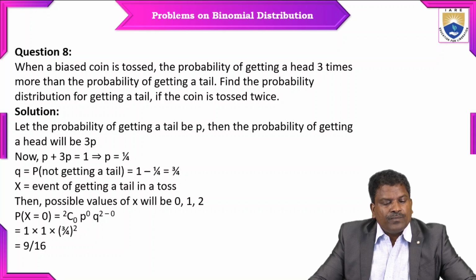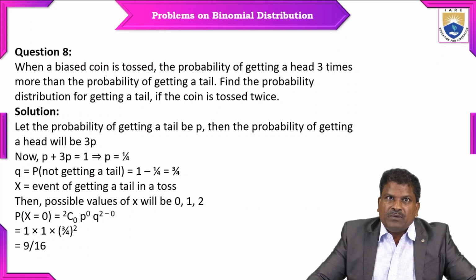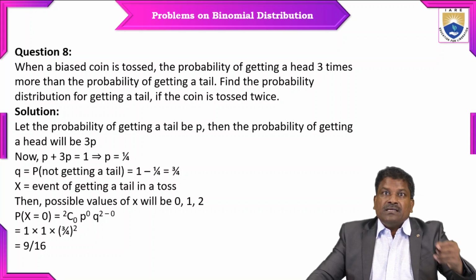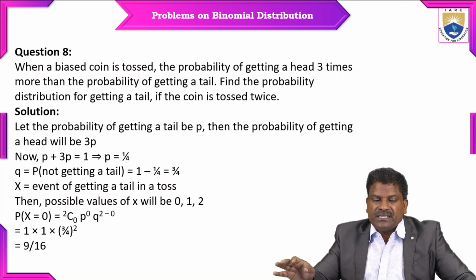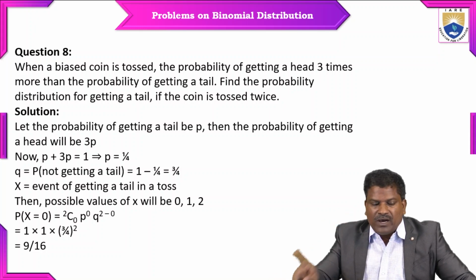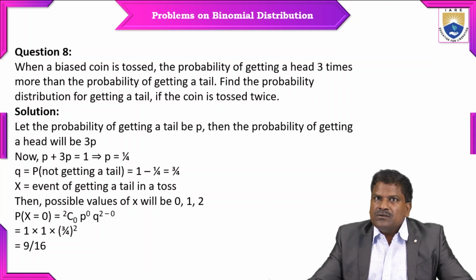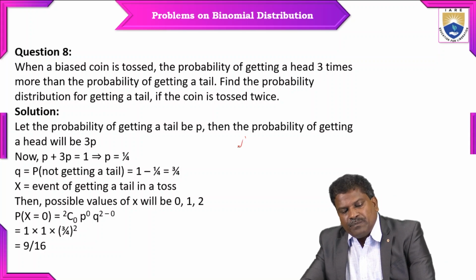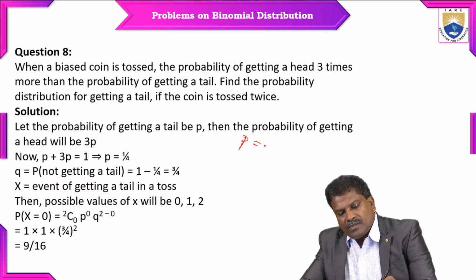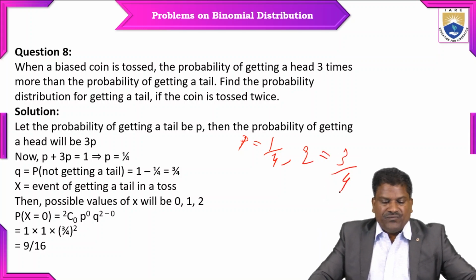Now analyze. Let the probability of getting a tail be P. Then the probability of getting a head will be 3 times that, 3 into P. Now, the sum of the probabilities should become 1. So, P plus 3P is equal to 1. 4P is equal to 1, means P is equal to 1 by 4. So, Q is equal to 1 minus P, means 1 minus 1 by 4 is 3 by 4. Like that, here P is becoming 1 by 4. Q is becoming 3 by 4.